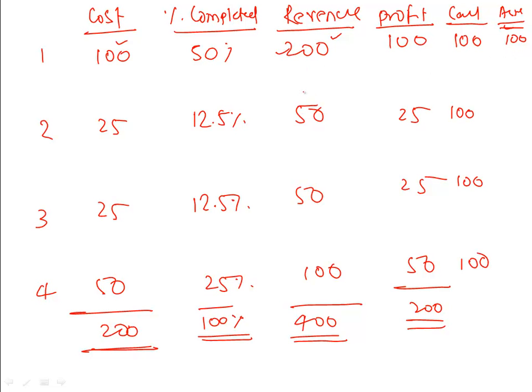Here my total revenue is 250. Total cash received is 200. So now asset is 50. Total revenue 300, total cash received 300, 0. Total revenue 400, total cash received 400, 0.